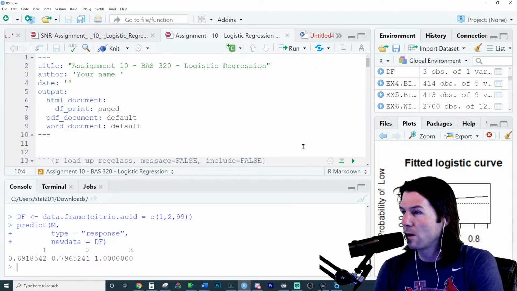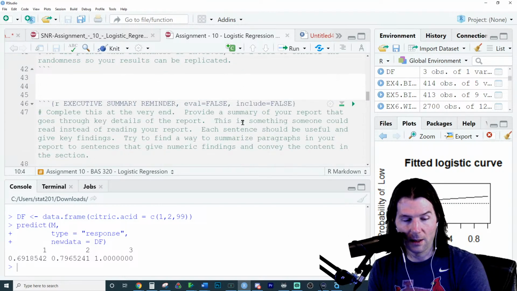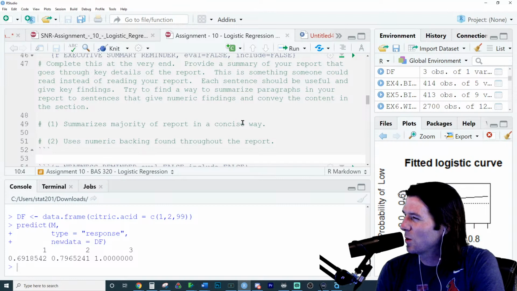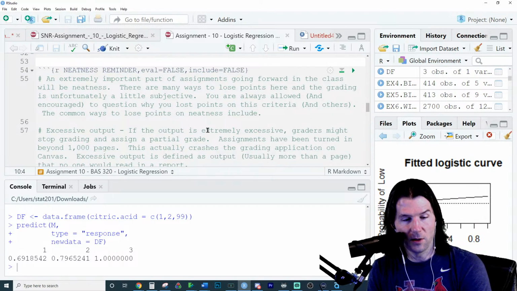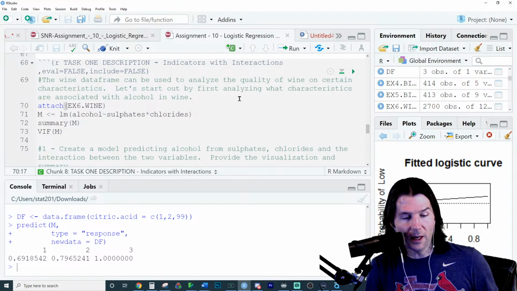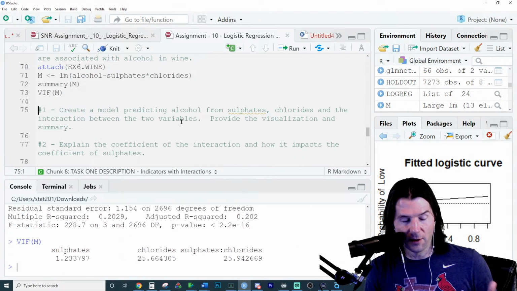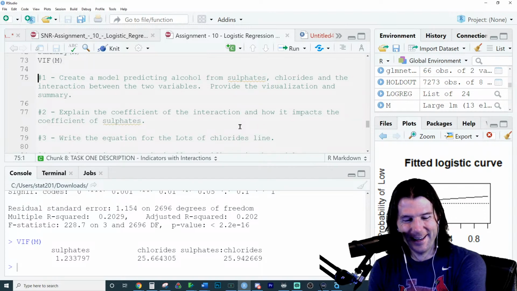Okay, so with 320 right here, let's go down and I left in some of the code right here. For the first thing Cora was asking about is task 1 part 2. Okay, good. Here we go. So we've got here the line. I left in this stuff right here, so it still exists. And I left in the VIFs. So explain the coefficient of the interaction and how it impacts the sulfates.